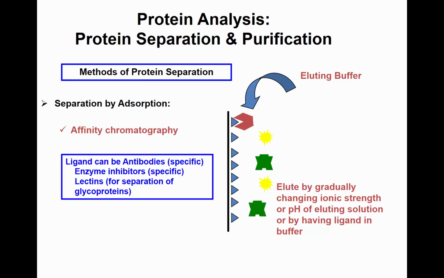Then you will force it to leave by changing pH or salt. By doing that, you change the interaction. So you change the charge. If you change the charge, they no longer interact with your column. Or you add the same ligand that you have in the stationary phase to the mobile phase, and then your protein will start interacting with the mobile phase and will leave the column.